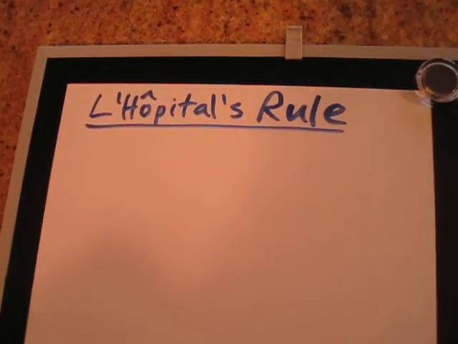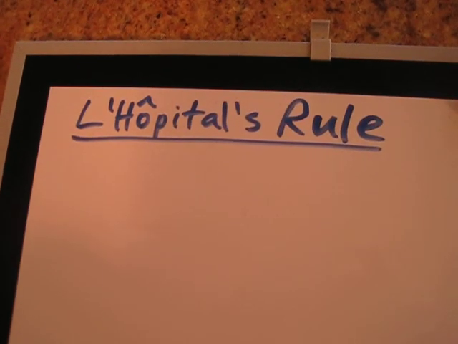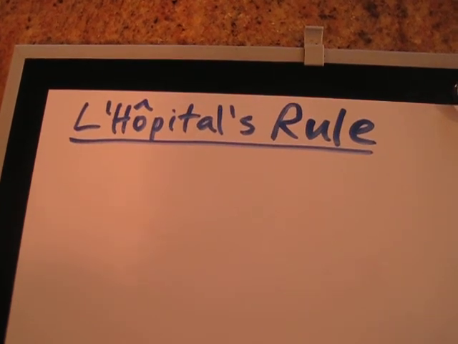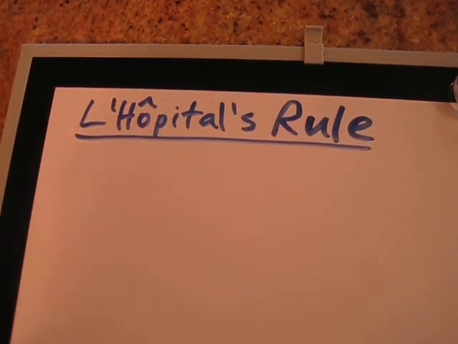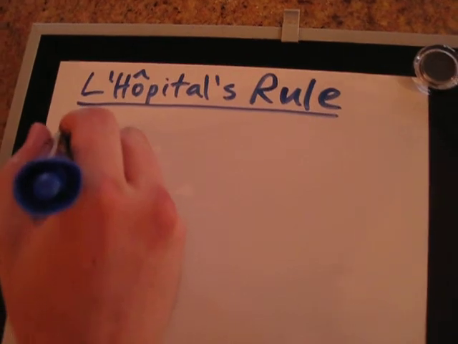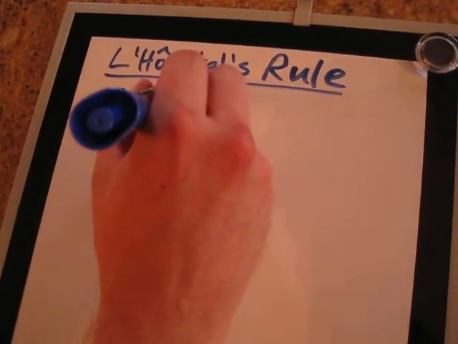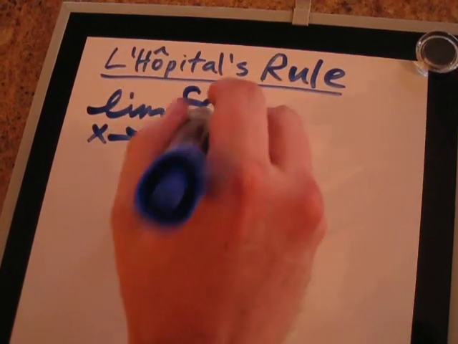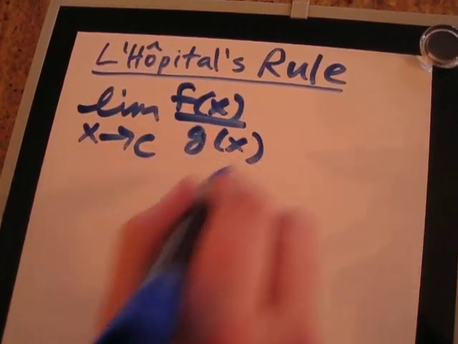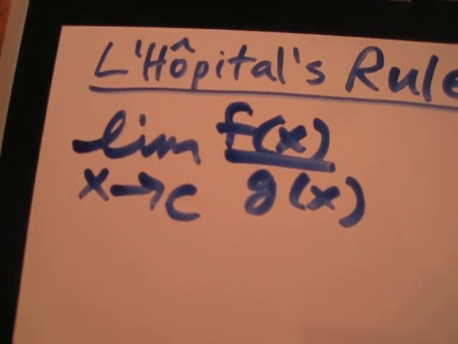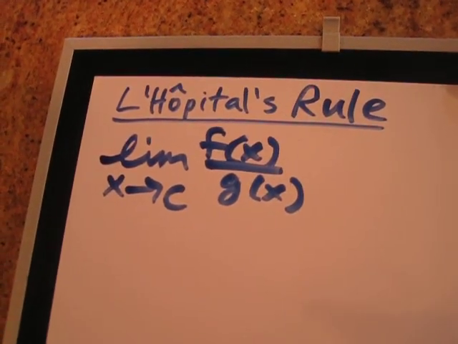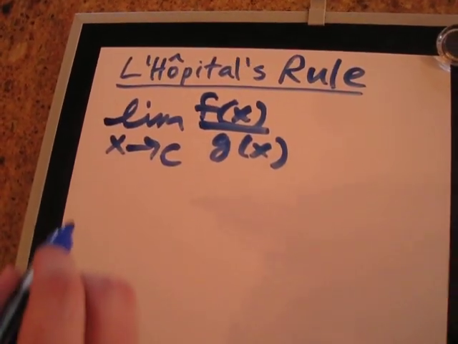We're going to talk about L'Hopital's rule, which is a method that can be used to evaluate limits. It can be used to evaluate limits of the form, the limit as x approaches c of f of x over g of x. But it can only be used under certain conditions. The conditions that apply to L'Hopital's rule are the following.